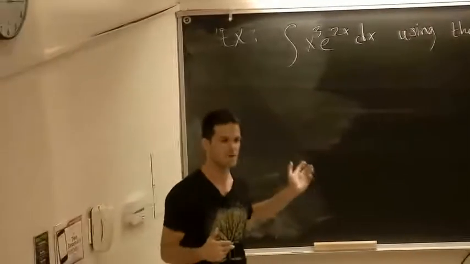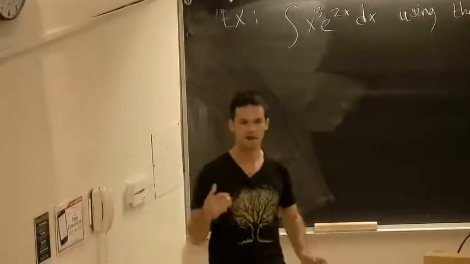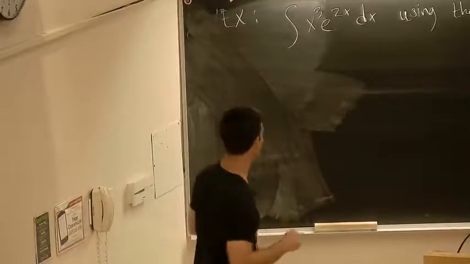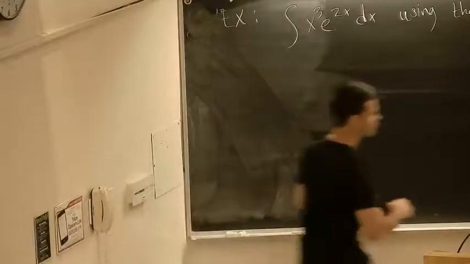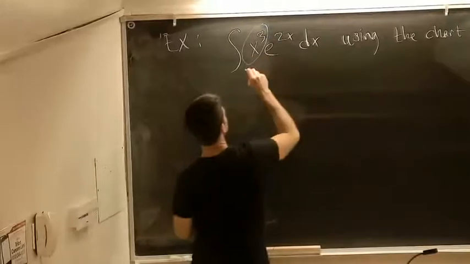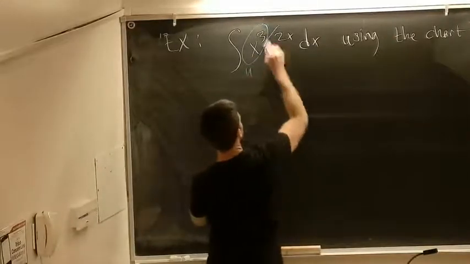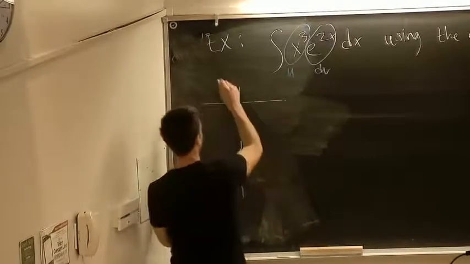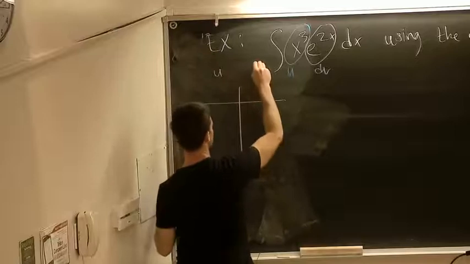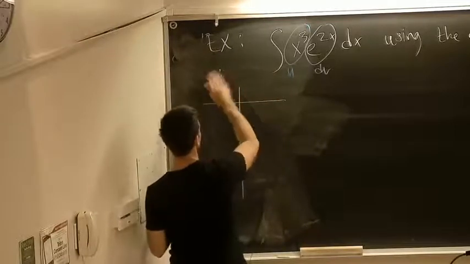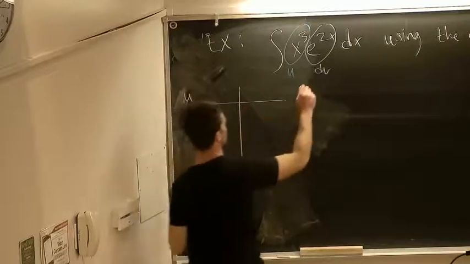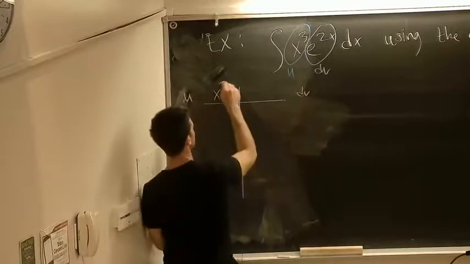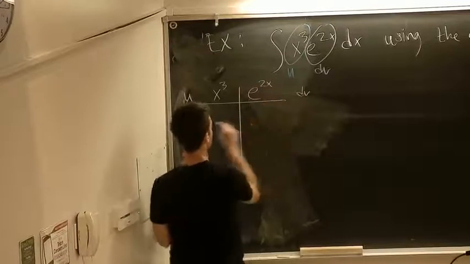If you haven't seen this before and don't know how it works, you can probably pick up on it by just watching me. If not, look up some examples of it, and you can probably figure it out. It's not that hard. The way you do it is, as usual, we set this equal to u, and this will be dv. Then you make a column for the u's and the dv's. So u is x to the third, dv is e to the 2x.